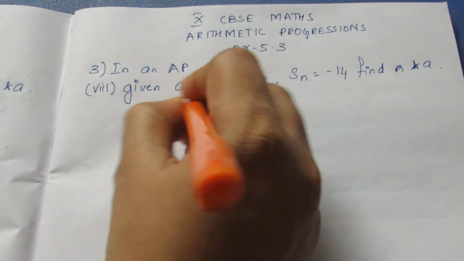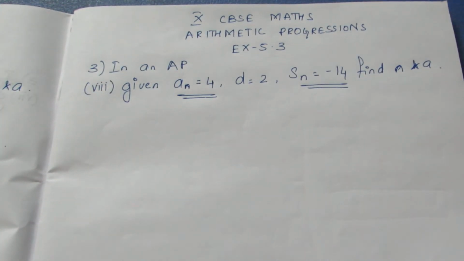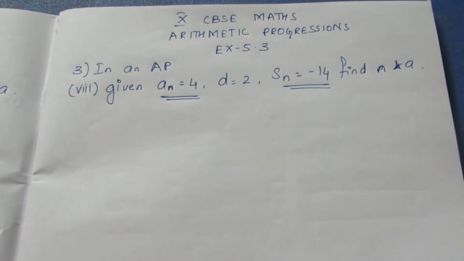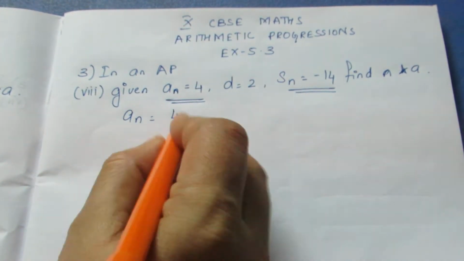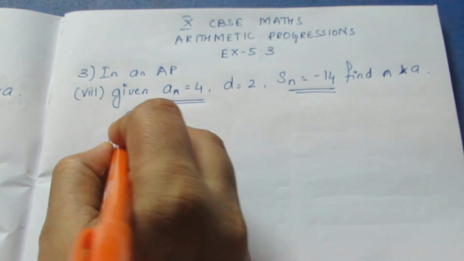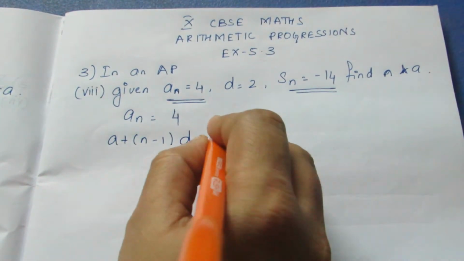Here they have given Sn and an. So we know the formula for Sn and an. Just substitute the formula and we can find the values. Let's see. an equal to 4 is given. Write the formula for an, which is a plus n minus 1 into d is equal to 4.